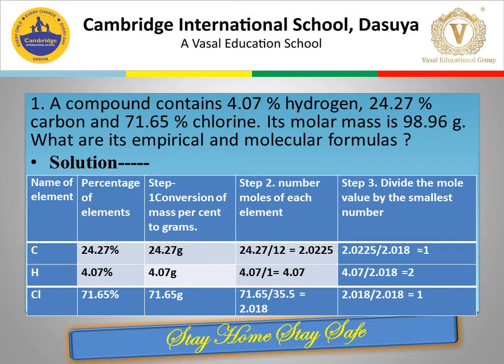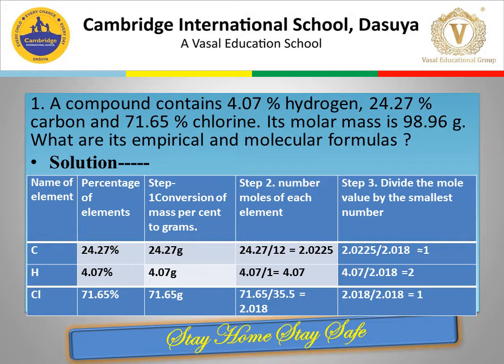Now let us use the percentage composition to find out the empirical and molecular formula. We have got a question here. A compound contains 4.07% hydrogen, 24.27% carbon and 71.6% chlorine. The molar mass is 98.96 gram of this compound. Now we have been asked to find out the empirical and molecular formula.